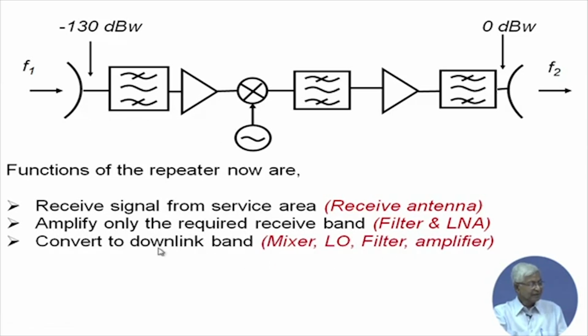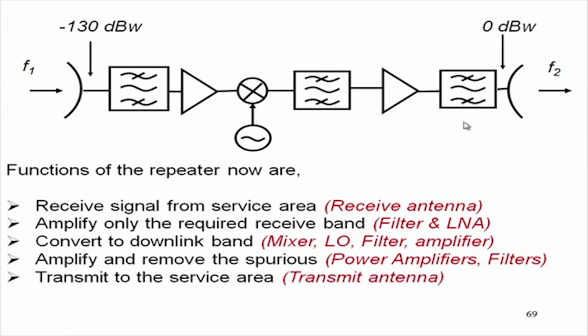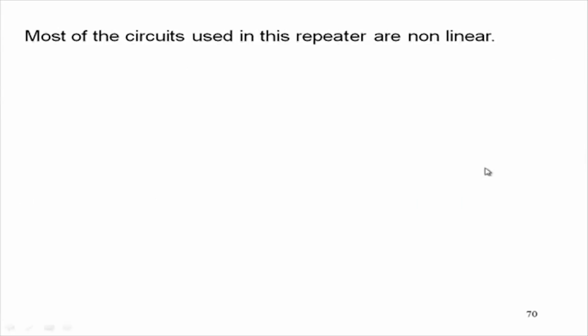Then convert that to a downlink band. So, there has to be a mixer, local oscillator, and filters and amplifiers also. And then amplify and remove the spurious, that is power amplifier and filter, and then transmit to the service area, that is the transmit F2 through the transmit antenna. So, these are the basic functions of that. Let us see each of these.